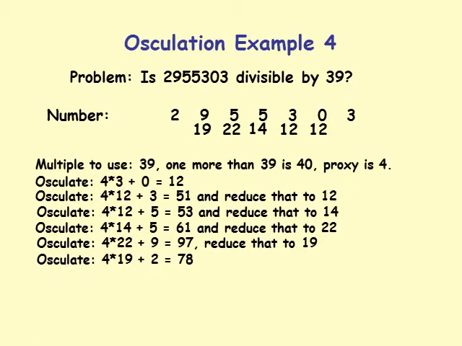Now we osculate again, 19 on right and 2 on left. 4 times 19 is 76 plus 2 is 78. And 78 is 2 times 39. So 78 is divisible by 39, and so is this number, 2955303. Let's continue here. 78 is divisible and so is 2955303.